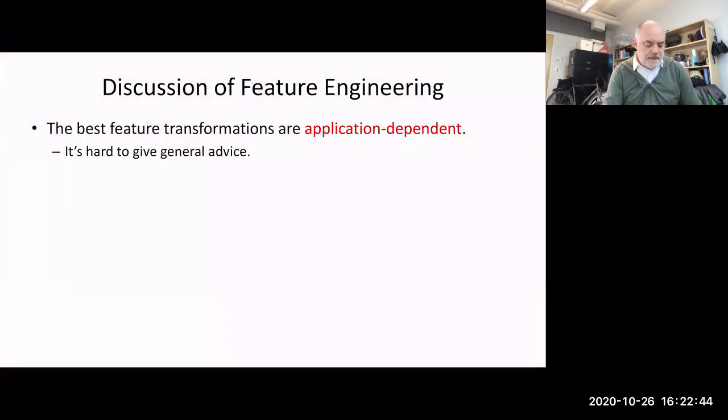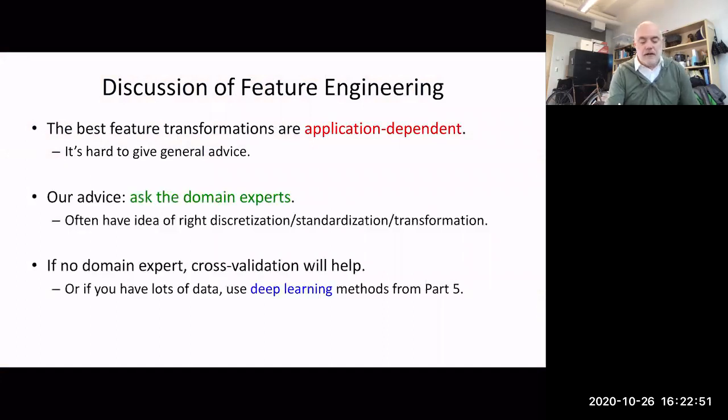So the best feature transformations are application dependent. That's kind of what I said at the very beginning. It's hard to give general advice, right? And if you're doing applied machine learning like you did in the exam in the second part, it's a really good idea to ask domain experts to have some idea of the right discretization or standardization or transformation, and so on. And if there's no such expert available, then cross-validation will help.